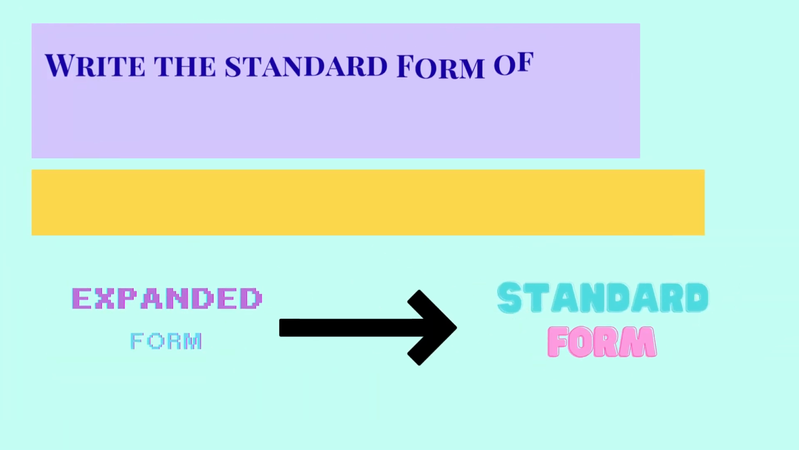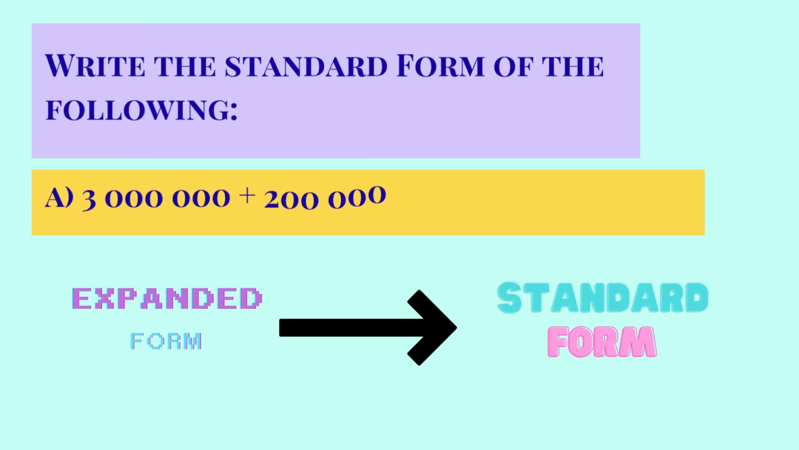In the next question, you are asked to write the standard form of the following: 3 million plus 200,000 plus 4,000 plus 300 plus 20 plus 5. This type of question asks you to take the expanded form and write it as a regular number. Look at each part and think about where each digit belongs in the place value chart. Pause the video now, take your time to work this out on your own, and rejoin when you're ready to check your answer.